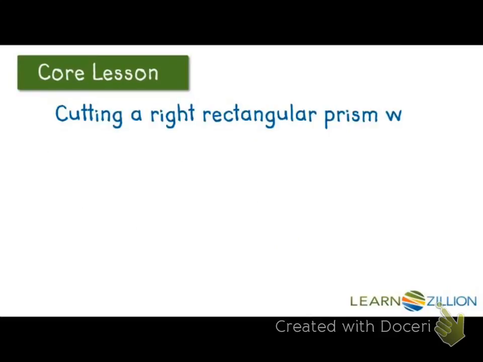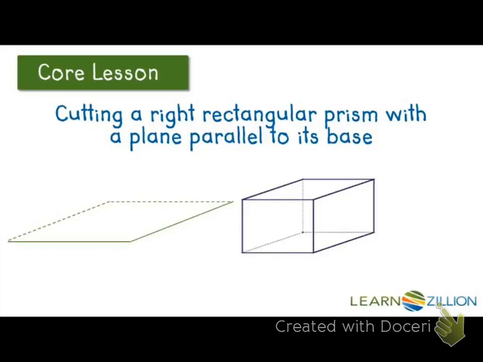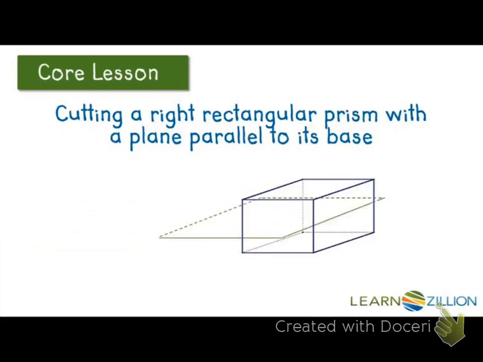Now let's imagine cutting a right rectangular prism with a plane parallel to its base. Here is the prism and a plane that will be parallel to the floor, that is the base of the prism. When we slide the plane through the prism like this, we form a cross-section. Try to imagine what shape that cross-section would have.